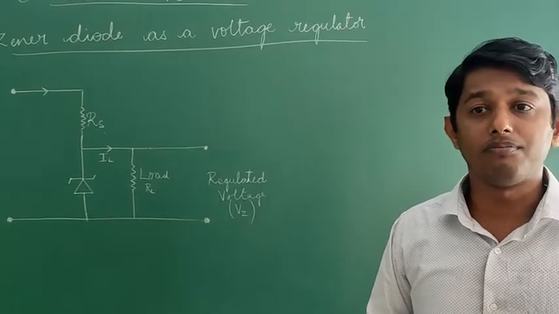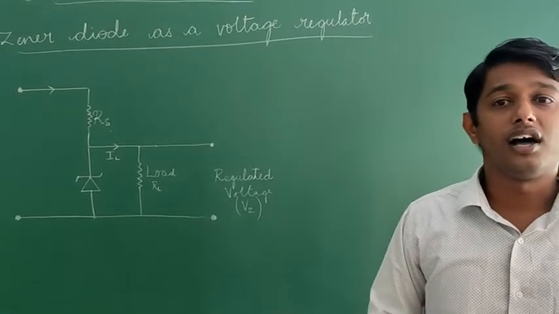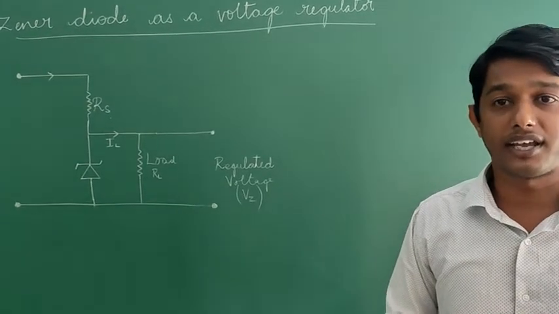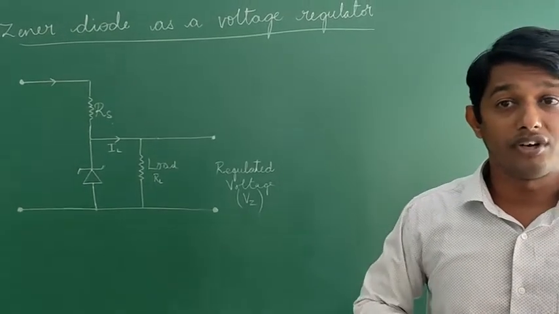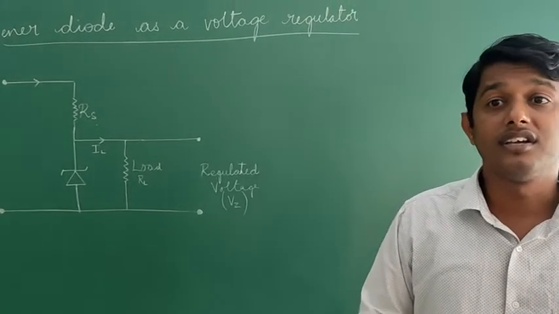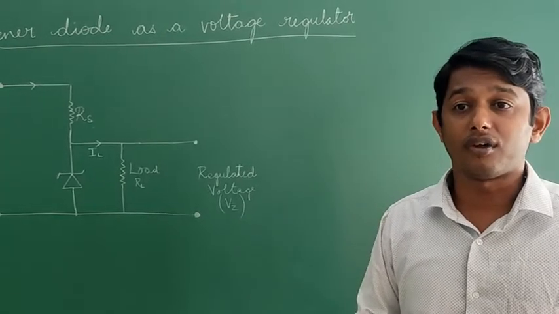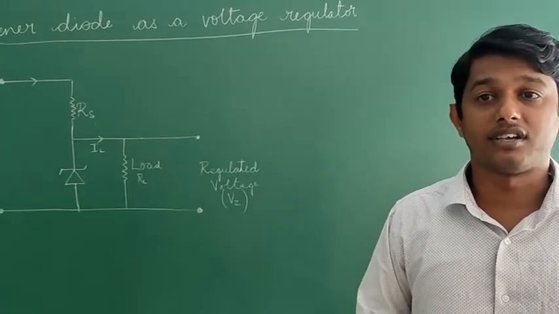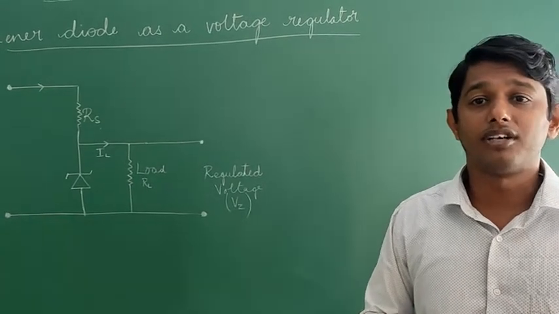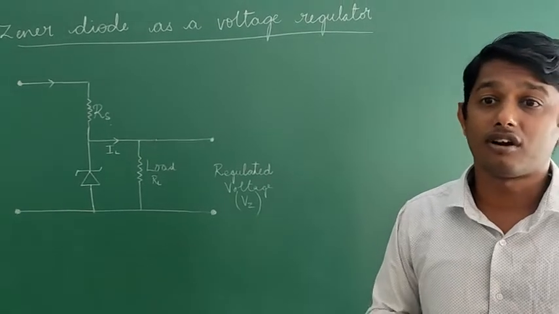Similarly, if the input voltage decreases, the current through RS and Zener Diode also decreases. This decreases the voltage drop across RS, but the voltage across the Zener Diode remains constant.